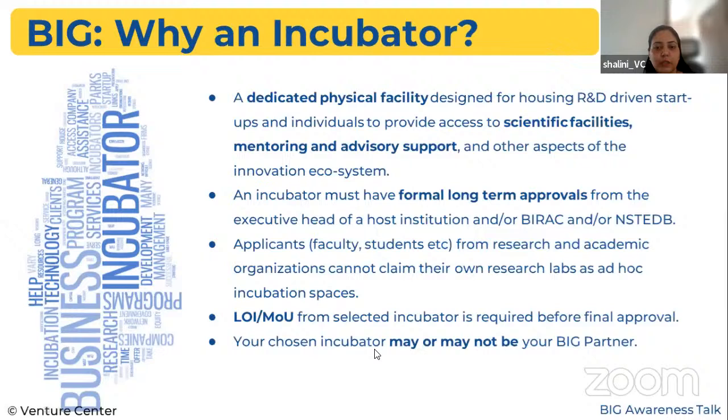Your chosen incubator may or may not be a BIG partner. As I have shown in my earlier slides, there are a total of 8 partners. Among these 8 partners, you can choose anyone who will help you to implement this program. But to carry out your scientific work, you can choose any incubator which is closer to your location. For example, if you are located in Guwahati, you can choose IIT Guwahati as your incubator, but you can also choose Venture Center as your implementing partner who will monitor your progress and do the release of your fund.